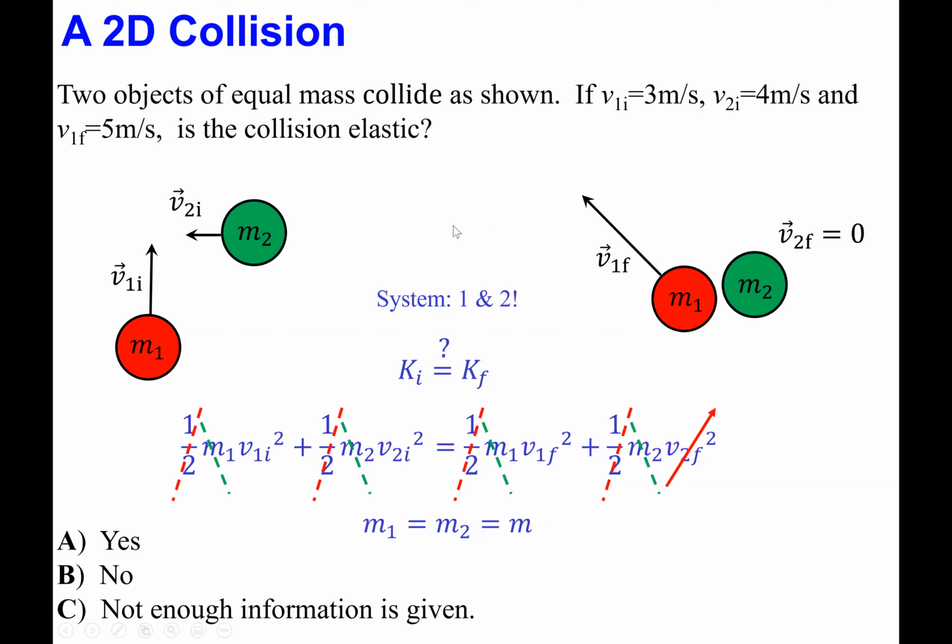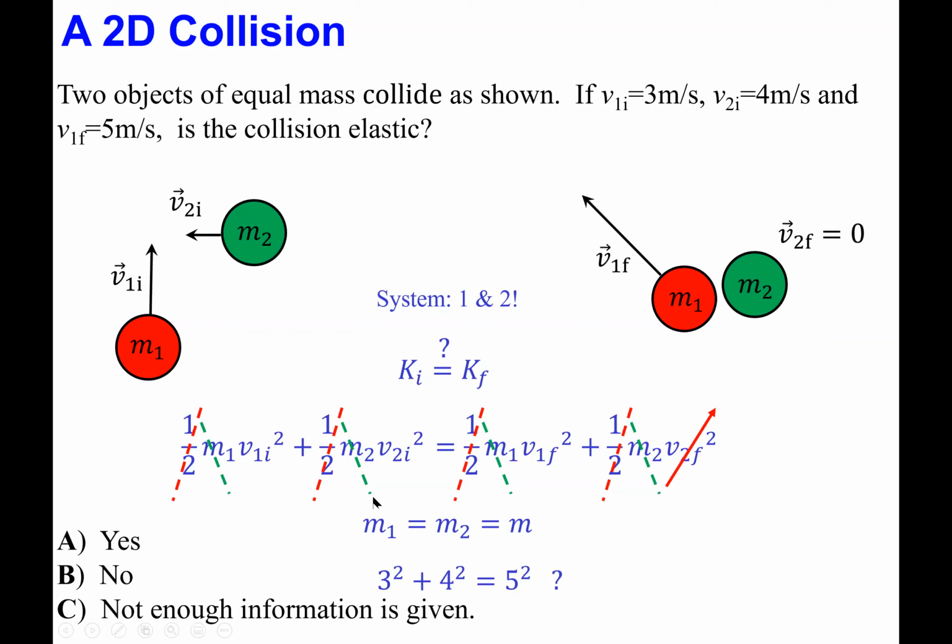Finally, we note that V2 final is equal to 0. So immediately this last term here we can eliminate. So that's equal to 0. And then we can go ahead and plug in the values of these velocities. So V1 initial, V2 initial, and V1 final.